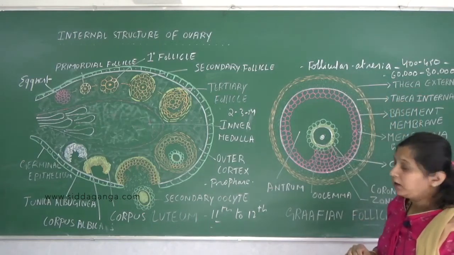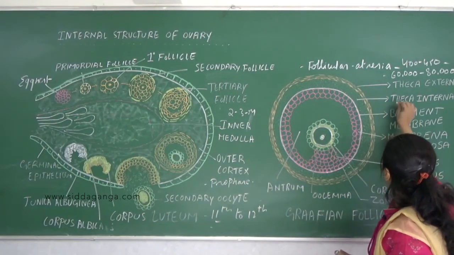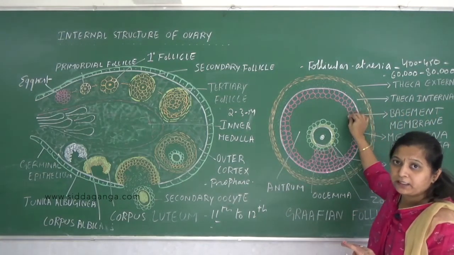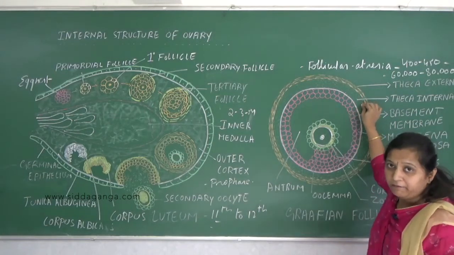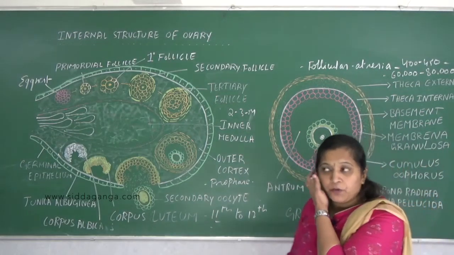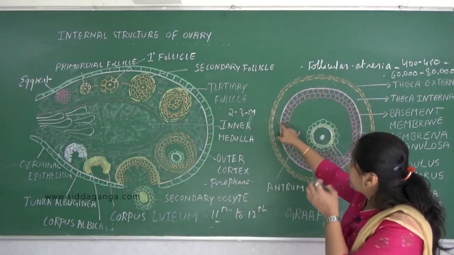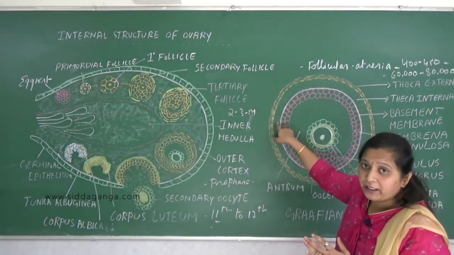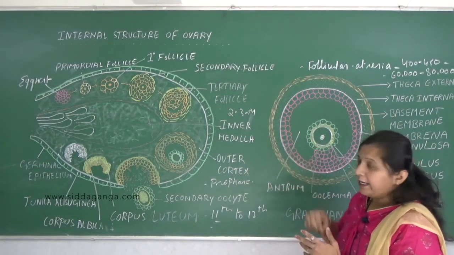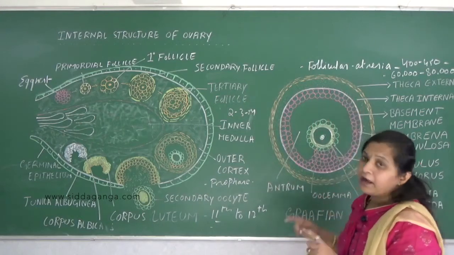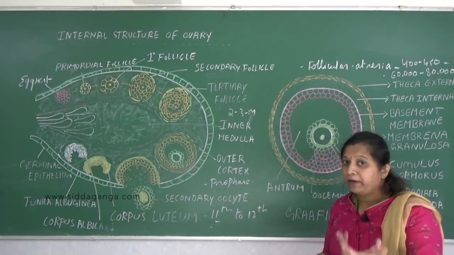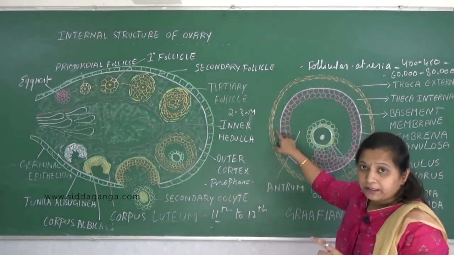Below the theca externa, there is one more layer called the theca interna. This is a highly vascularized layer, rich in blood vessels, and glandular, so secretory in nature. The theca interna has a receptor for LH hormone. Under the influence of LH, the theca interna will secrete androgen, a male sex hormone.